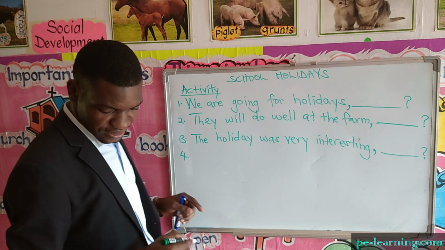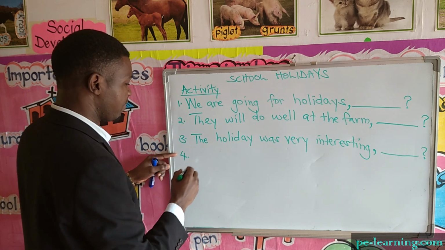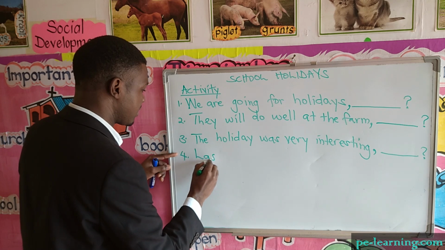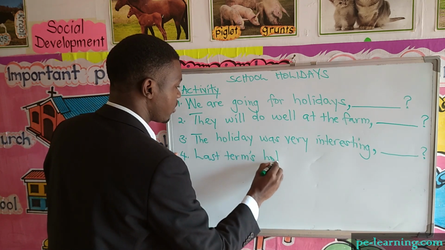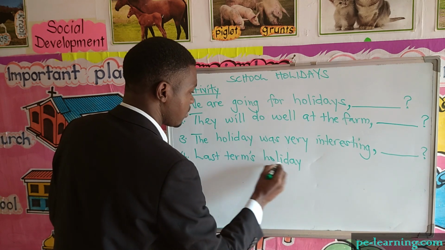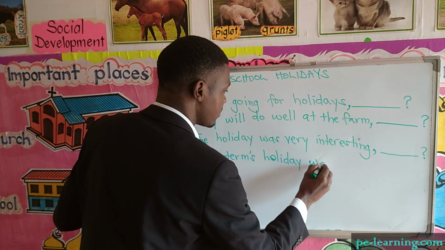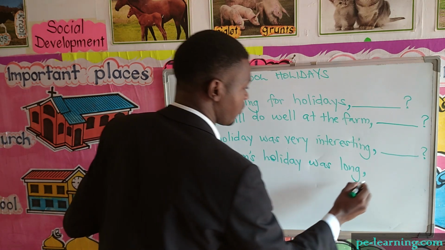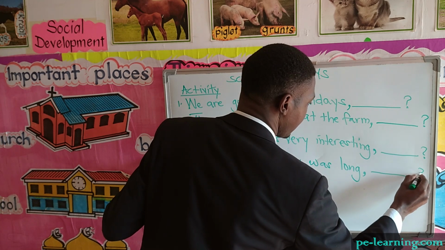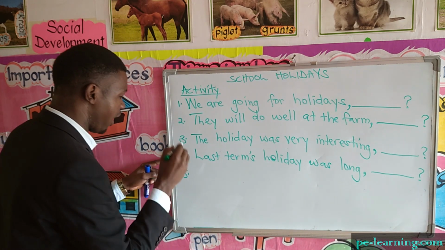We go to the next part and say, still, let's talk about the holiday. Last term's holiday was long. Have our comma, then we are going to supply a question tag. Number 5.